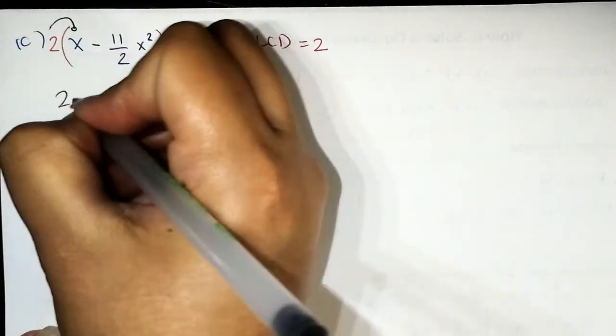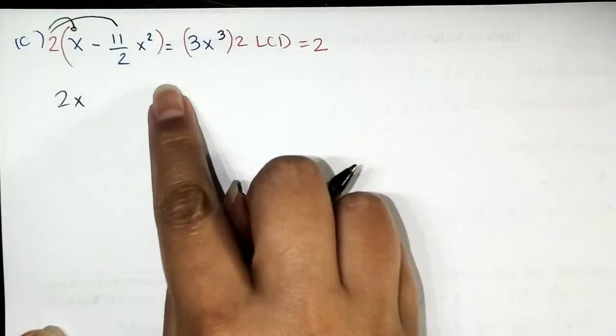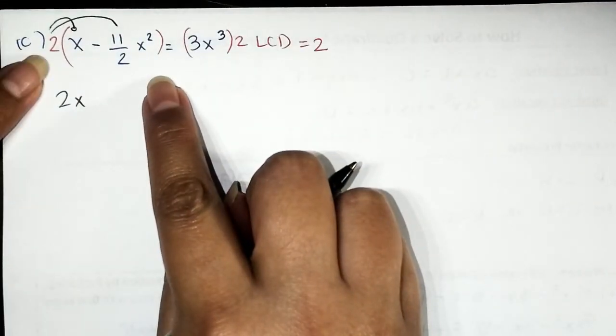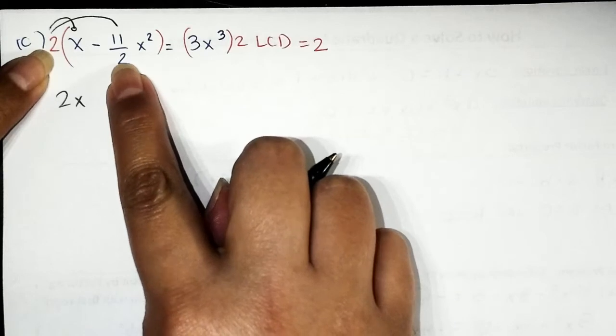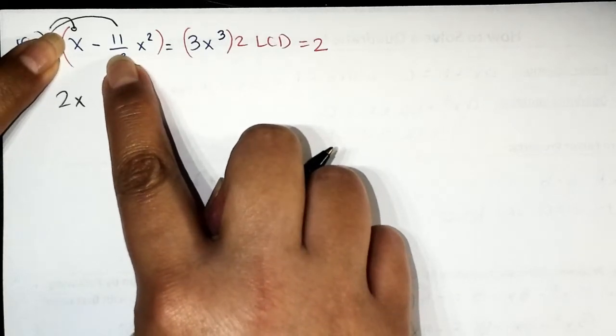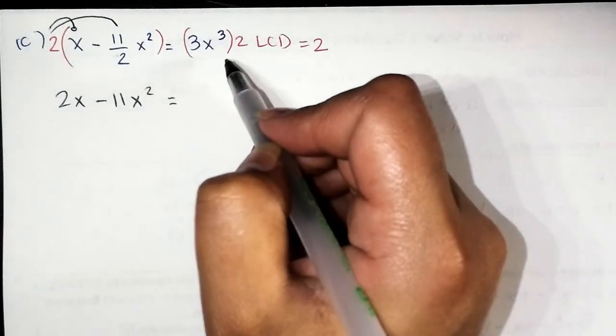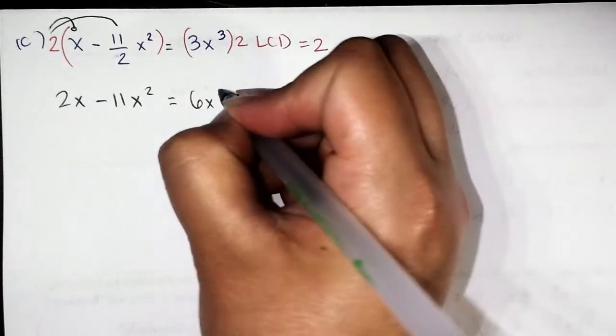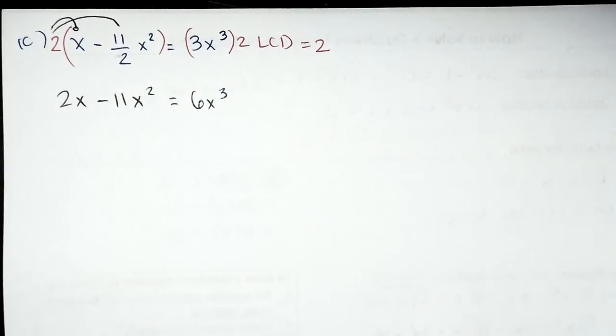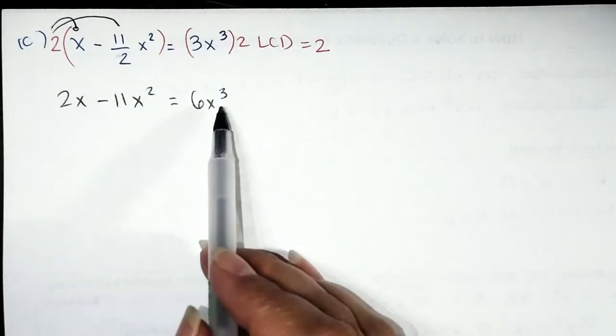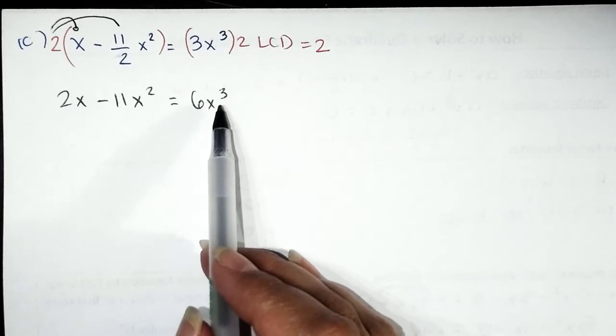Let's show the reader what we're left with. 2 times the first term will leave us with 2x. 2 times the next term will leave us with 2 times negative 11 halves x squared. The 2's cancel out, and that will leave you with negative 11x squared. So minus 11x squared equals, on the right side, the product of 2 and 3x cubed will leave us with 6x cubed. Fantastic. So at this point, yes, it's not a quadratic equation, it's not a degree 2 equation, but either way, degree 2 or higher, we will solve by factoring.